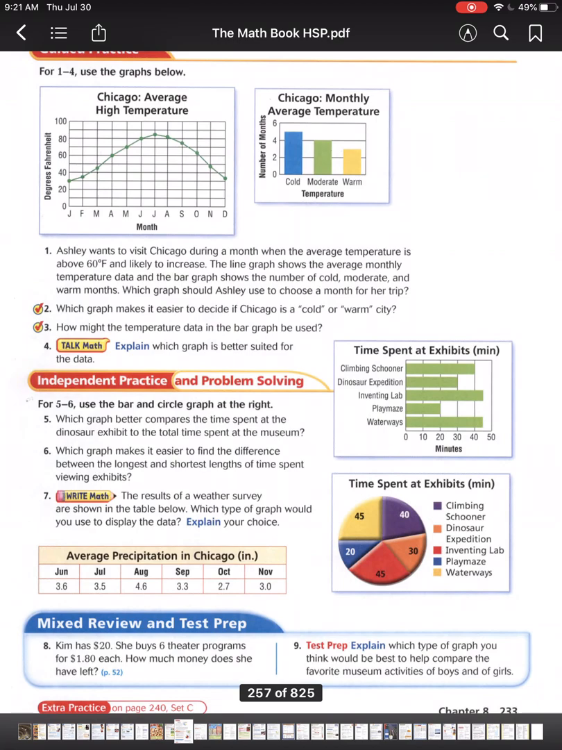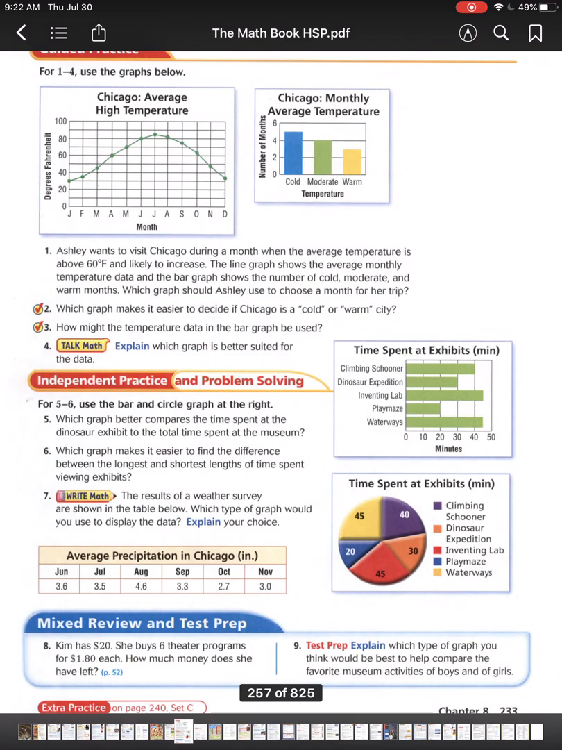Number 1, Ashley wants to visit Chicago during a month when the average temperature is above 60 degrees Fahrenheit and likely to increase. The line graph shows the average monthly temperature, and the bar graph shows the number of cold, moderate, and warm months. Which graph would Ashley use to choose a month for her trip? The answer is the line graph. The bar graph doesn't actually tell me anything specific about numbers, and Ashley specifically wants to be there when it's over 60 degrees and getting warmer. The line graph will help me figure that out.